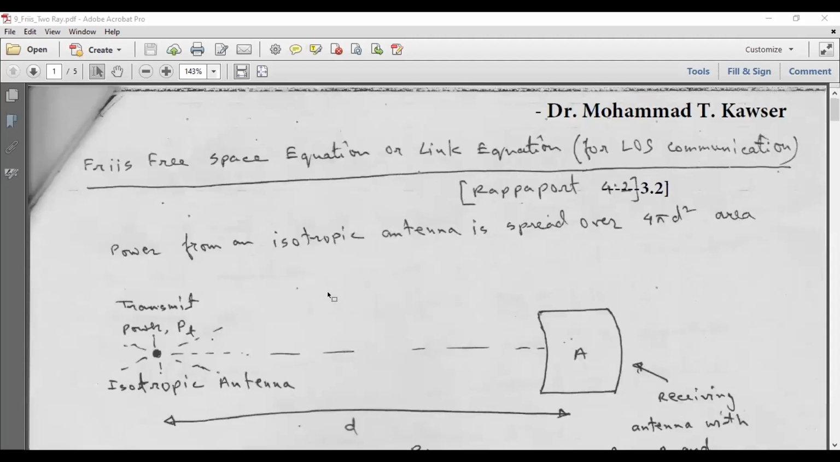Now we start this way, that we first consider an isotropic antenna at the transmitting end.